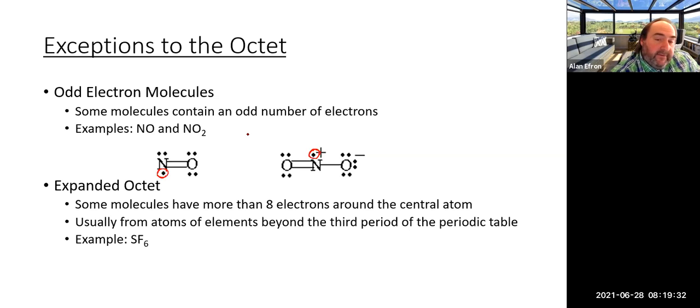Now, of those two exceptions to the octet rule, maybe the incomplete octet with boron is the one that you'll see the most. Occasionally, you'll see an odd number of electrons. But the third exception to the octet rule is the one that we see pretty much the most in this particular class. And that is what is referred to as an expanded octet. And in an expanded octet, pretty much like the name implies, we are going above 8 electrons.